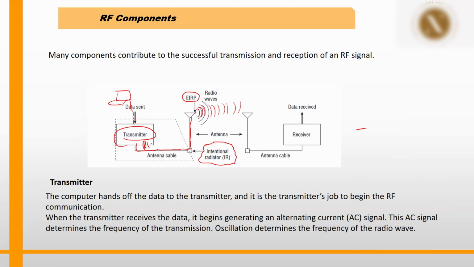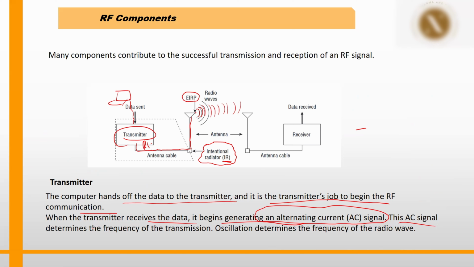Okay, intentional radiator, that is nothing but IR. The computer hands off the data to the transmitter, and it is the transmitter's job to begin the RF communication. When the transmitter receives the data, it begins generating an AC signal. We know the inner mechanism, right? Through the Hertz experiment and also the analogies that I gave yesterday. So we know how the signal is getting generated through the AC signal.